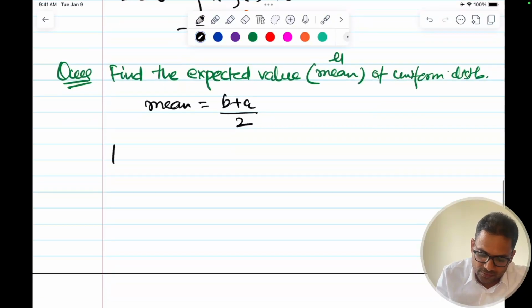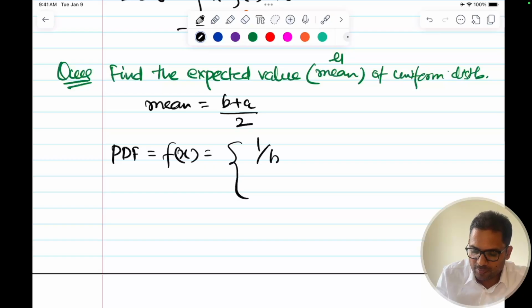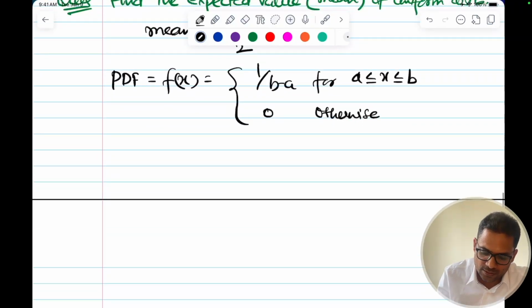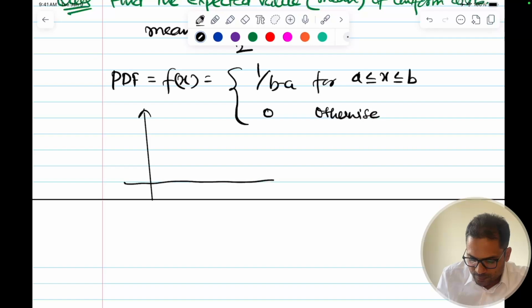What is the PDF of the uniform variable? How is it defined? 1 by b minus a for a less than or equal to x less than or equal to b, and 0 otherwise. Do you remember the graph? How is it? Let me plot the graph for you. This is the graph, right?